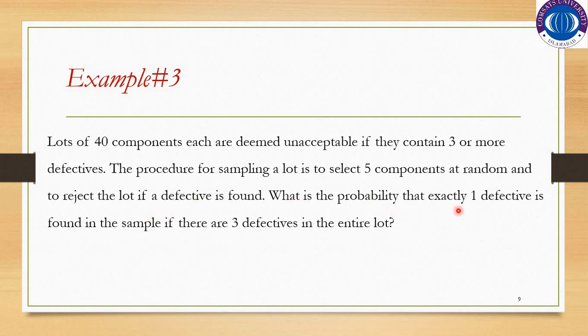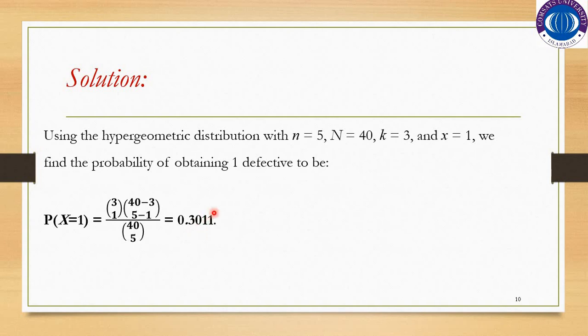What is the probability that exactly one defective is found in the sample if there are 3 defectives in the entire lot? So they are saying that there are a total of 3 defectives in the lot. In total we have 40 components and we are inspecting 5 components. This is the case of acceptance sampling. Example 2 and example 3 are basically the case of acceptance sampling, where we will accept or reject a particular lot. So here is the solution.